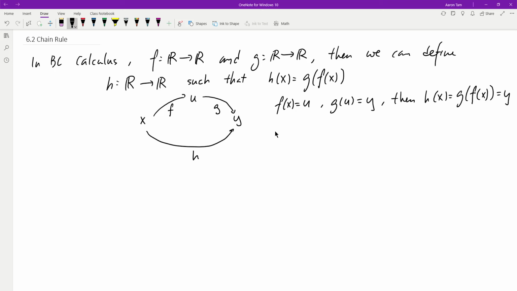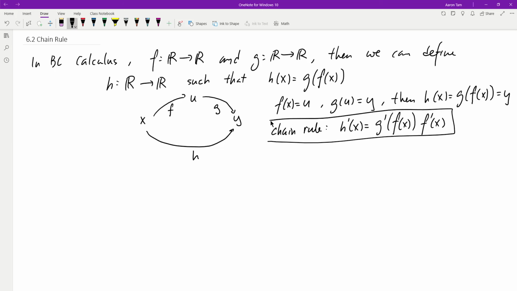In here, the chain rule dictates the following. So this is the chain rule from BC calculus: h prime of x is equal to g prime of f of x multiplied by f prime of x. So that's the chain rule that you learn from BC calculus. And important to remember is that's for the derivative of a composition of two single variable real-valued functions.